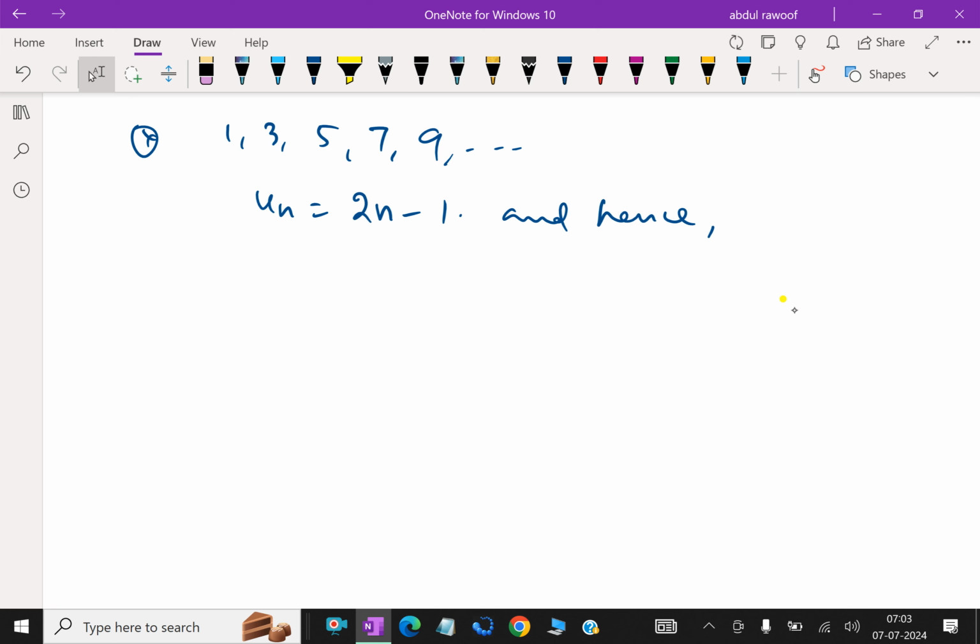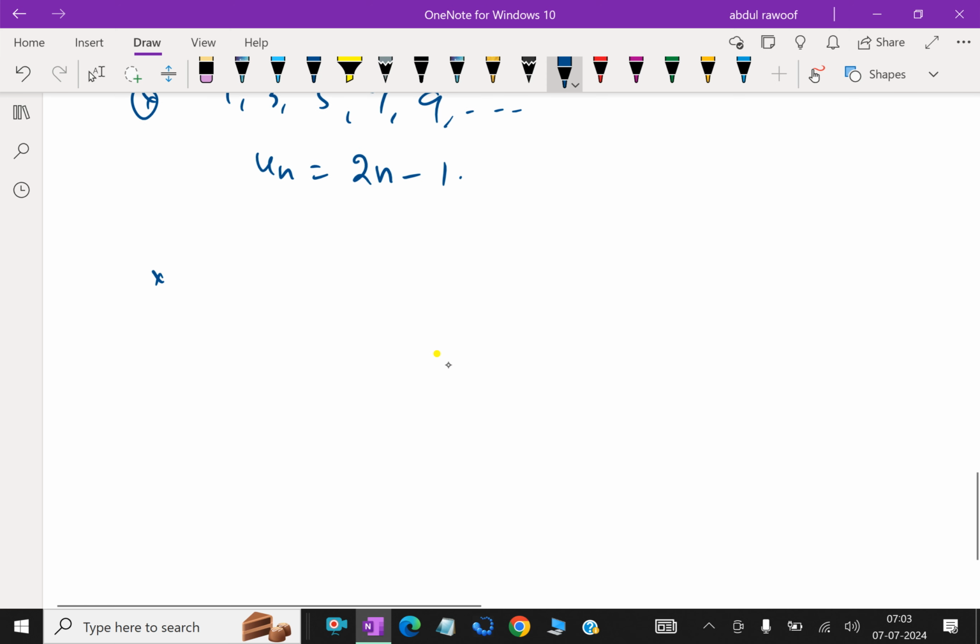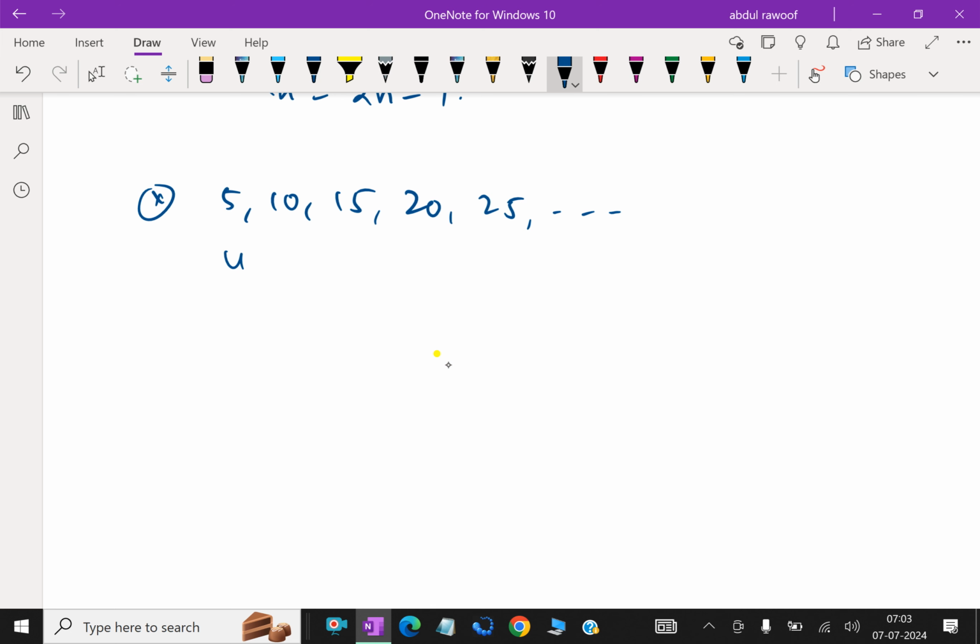Next example, look at here: 5, 10, 15, 20, 25. This is a multiple of 5. Therefore, Un equals 5n.